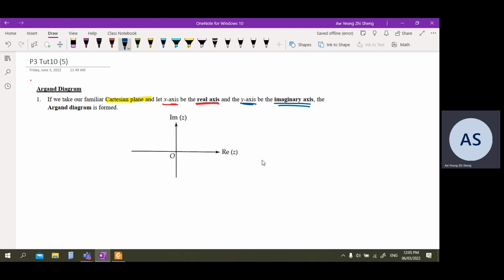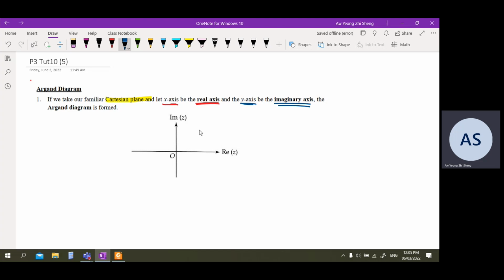And so in short, the Argand diagram is just our usual xy plane, right? A plane that is formed by using the x-axis and the y-axis. Just that now we do not call the x-axis the x-axis anymore. Right? We rename the x-axis as the real axis and the y-axis as the imaginary axis.